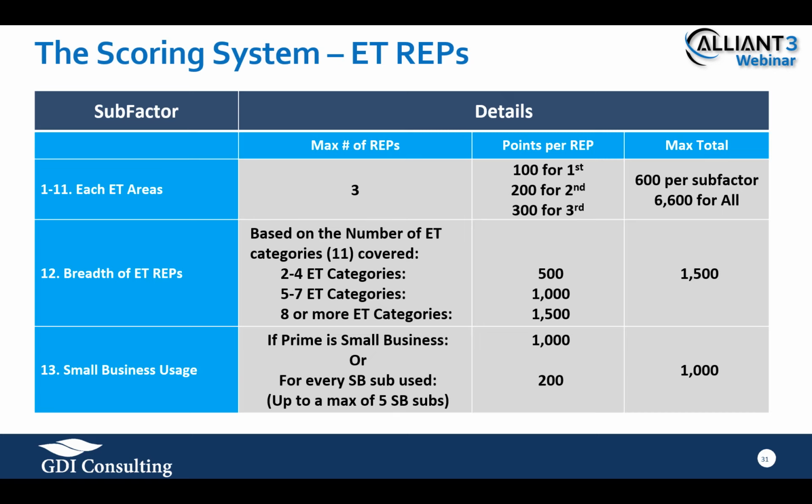Now, the 13th one is called small business usage. They want to see how capable you are at using small business for the emerging technology points that you're getting. If you yourself are a small business and you're the offeror for OASIS, for Alliant, you get the full 1,000 points. But if you're a large business and you're using small businesses to get points for those 11 ET areas, for each small business that you use, you get 200 points for a maximum of 5. So if you have 5 small businesses bringing you more points, the maximum is 1,000 points. So that's how the ET RAPs points are calculated.